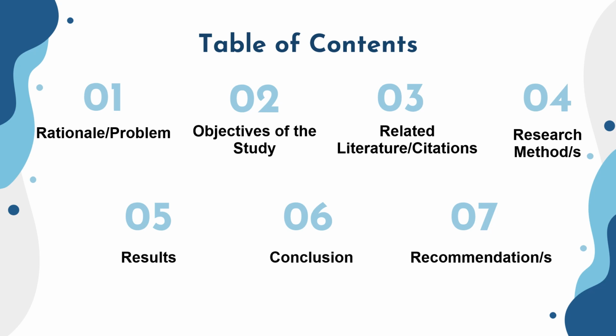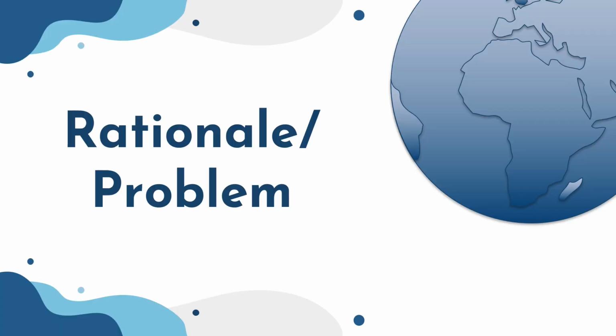So here are the contents of this presentation. The first one is the rationale or the problem. Second, objectives of the study. Third, related literature and citations. Fourth, research methods. Fifth, results. Sixth, conclusion. And the last is recommendations. So let's proceed to the first one, which is the rationale or problem of the study.